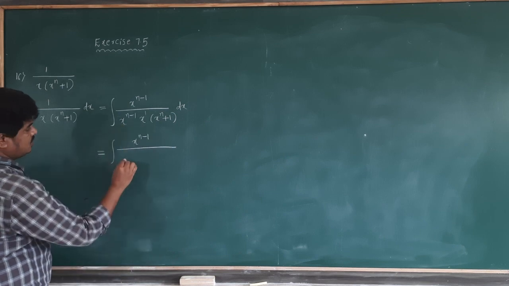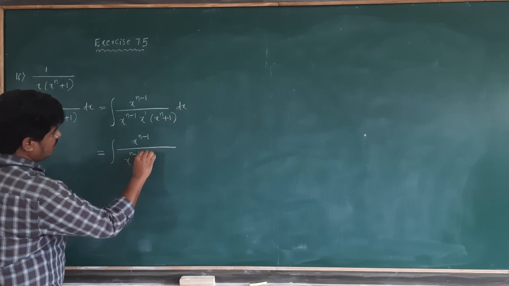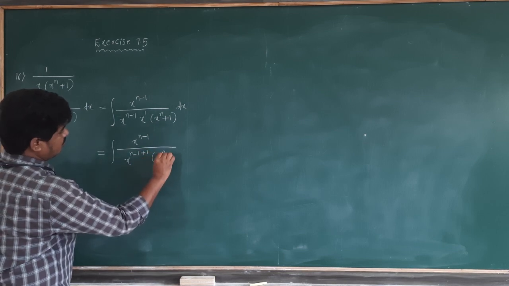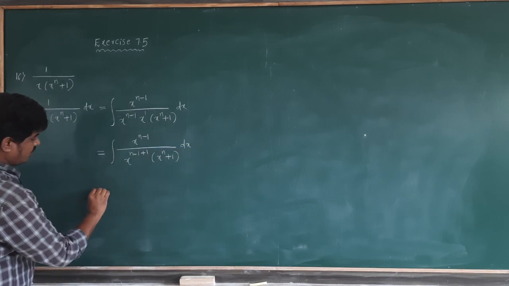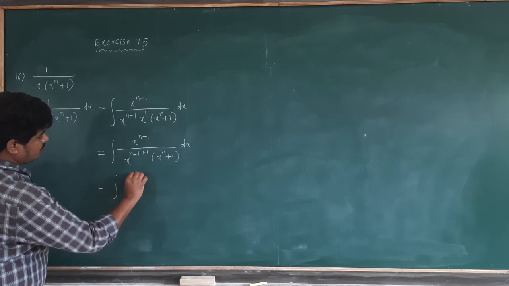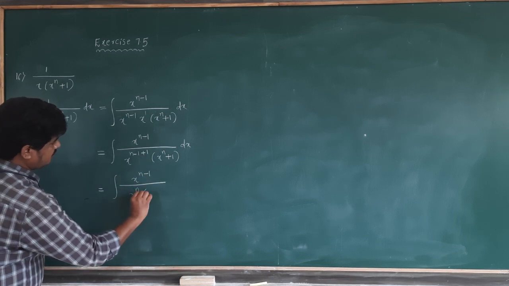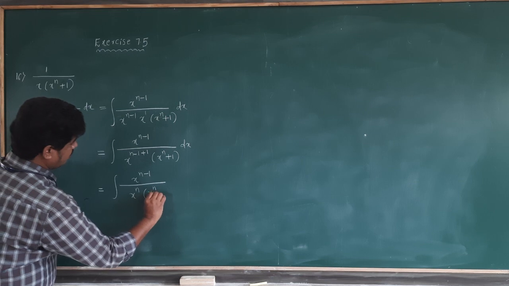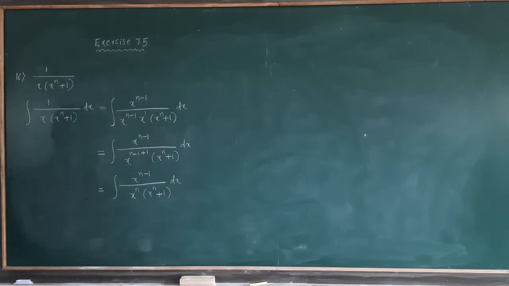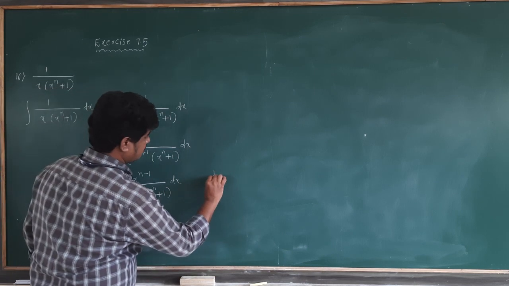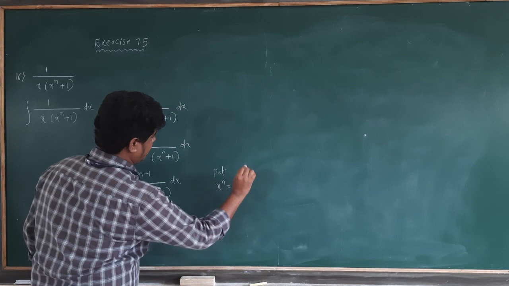Here the bases are equal. So what can we write? The integral of x to the power of n minus 1 plus 1 into x to the power of n plus 1 dx. Now this is equal to the integral of x to the power of n minus 1 divided by x to the power of n into x to the power of n plus 1 dx. Now use the substitution, that is, put x to the power of n equals t.